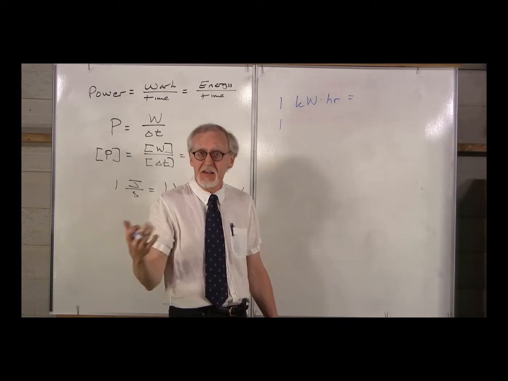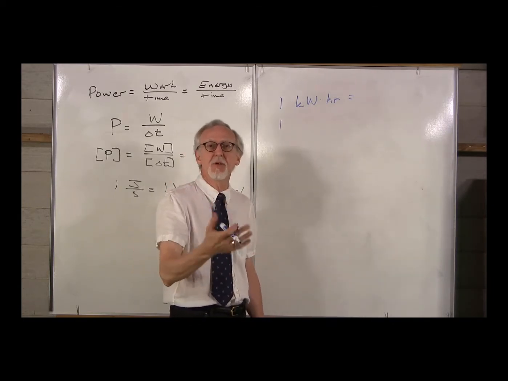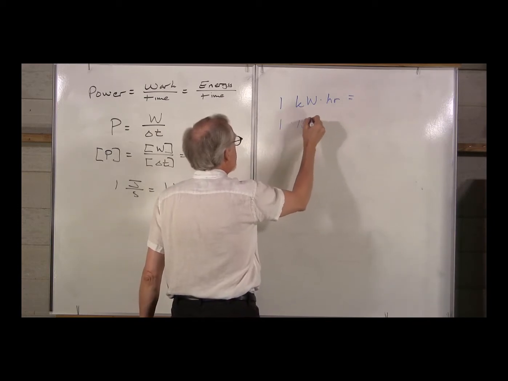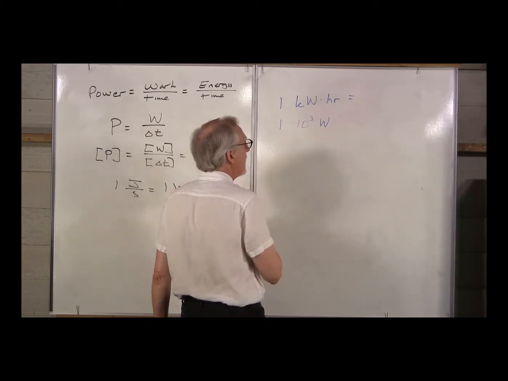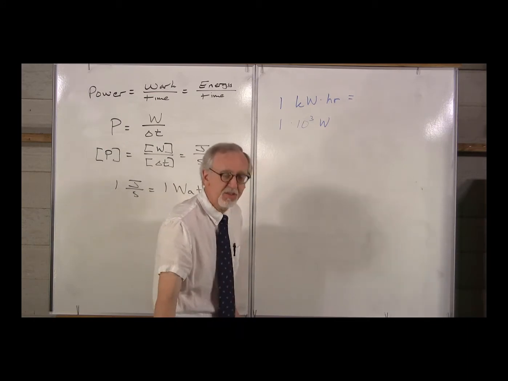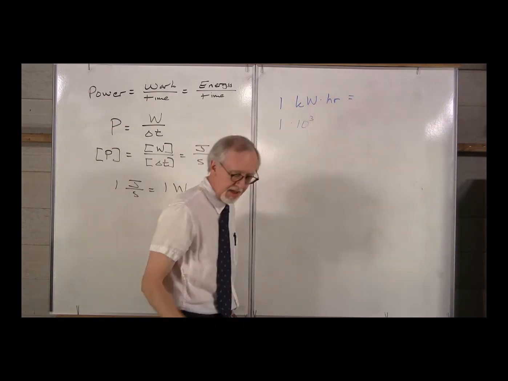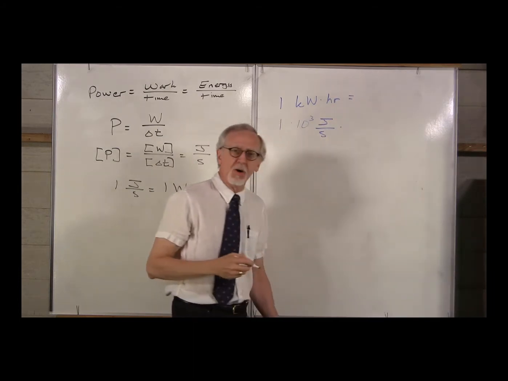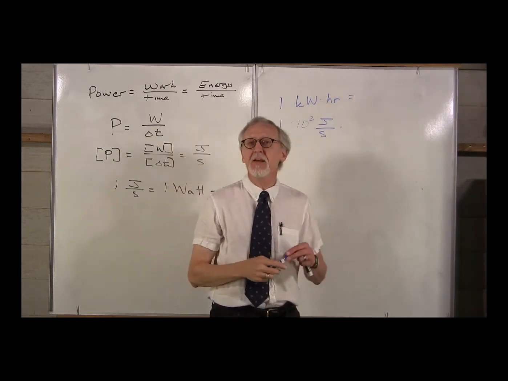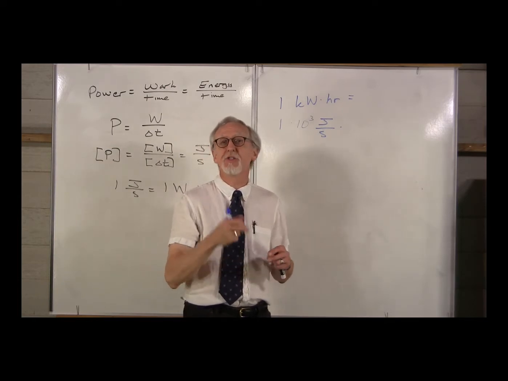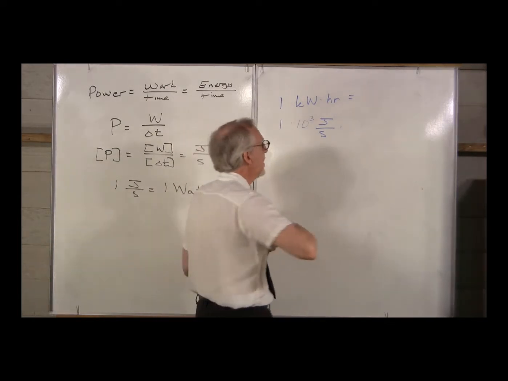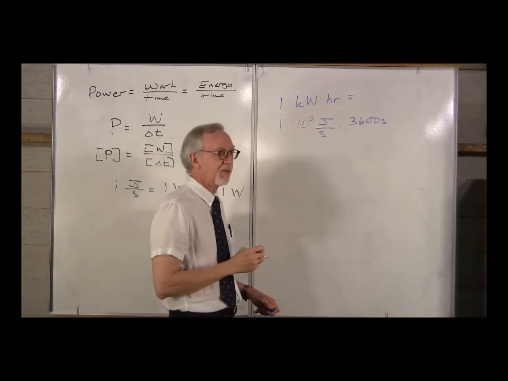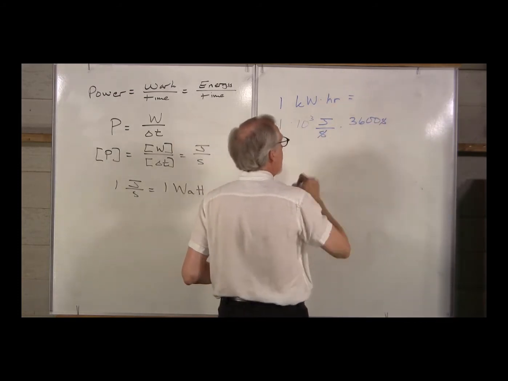A kilo means 1,000 of those things. So that's 1,000 watts. So a kilowatt would be 10 to the 3 watts. And a watt, remember, is a joule per second. So I'll just write that watt as a joule per second. What's an hour? An hour is 60 minutes and every minute is 60 seconds. So 1 hour is 3,600 seconds. So this is times 3,600 seconds. Notice the seconds cancel out.